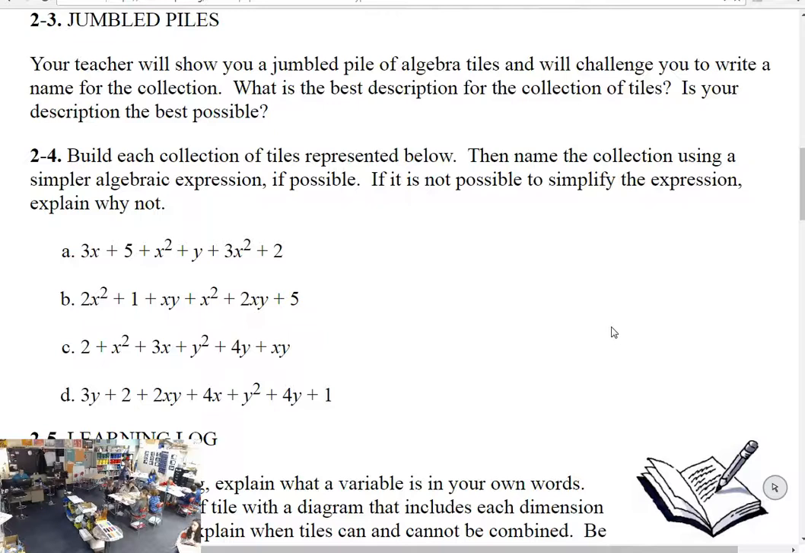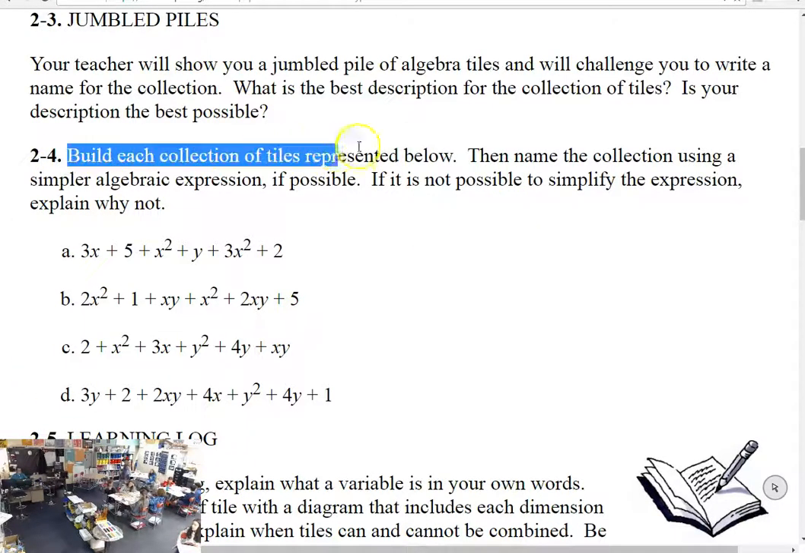Now, let's say you walk by somebody's desk. You don't have to actually build the collection, but you can if it helps you. They are not organized, and you see these piles. I need you to give a simplified name for A, B, C, and D. Please write out the original and then the simplified.